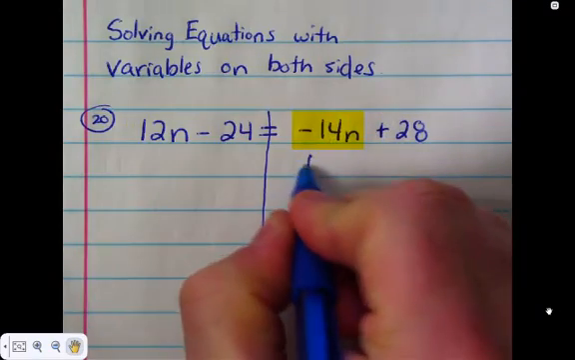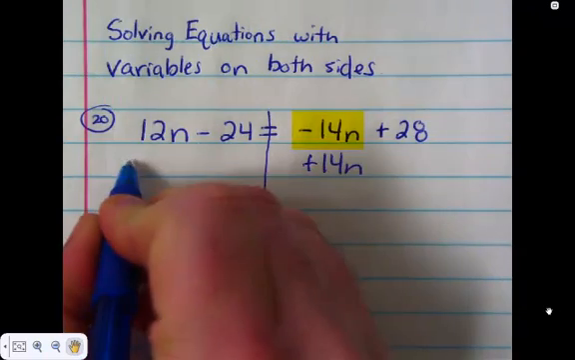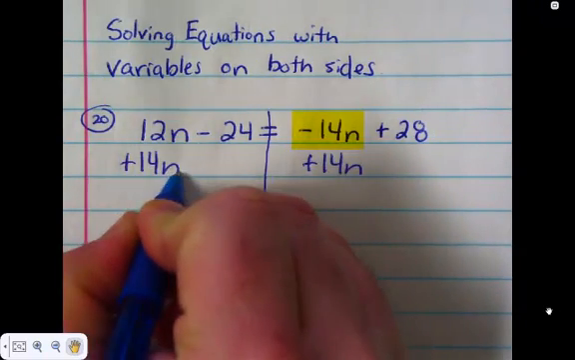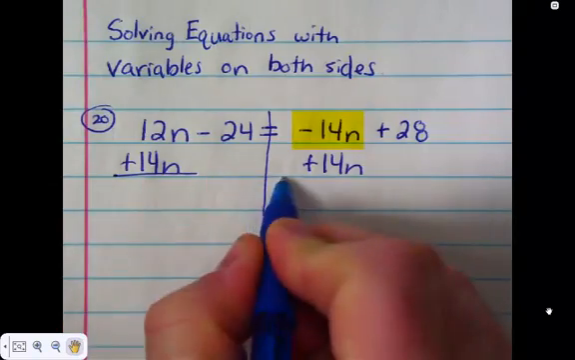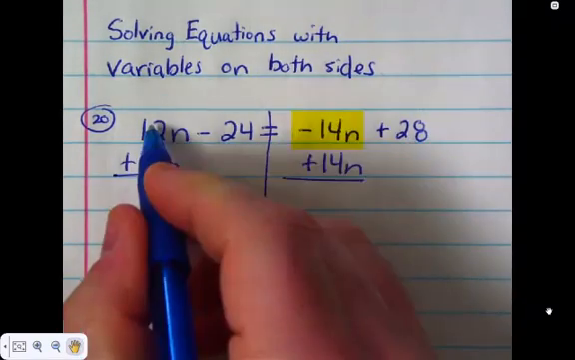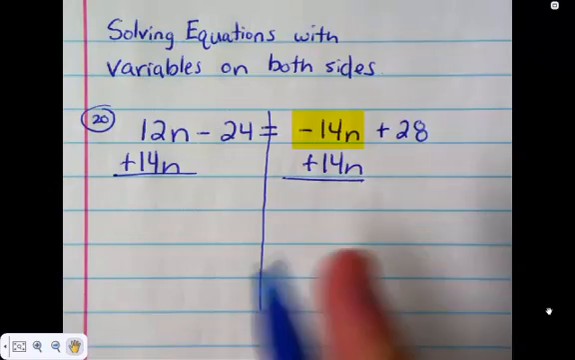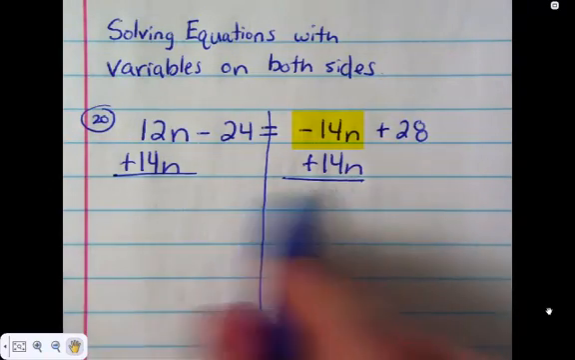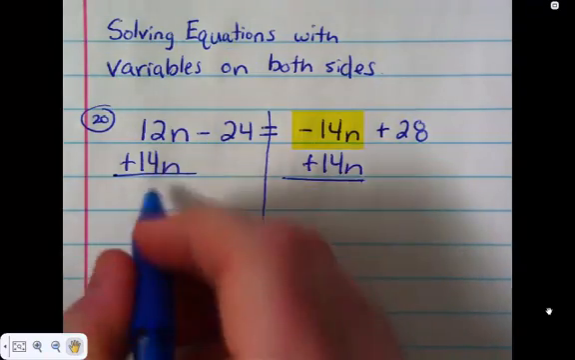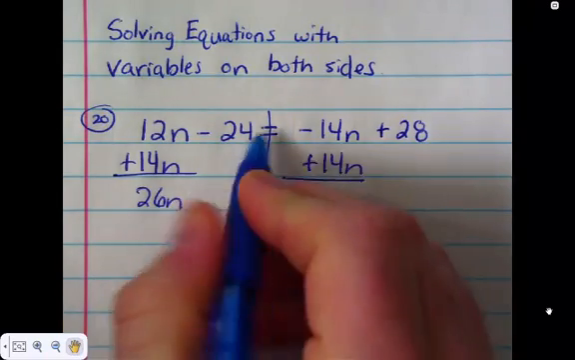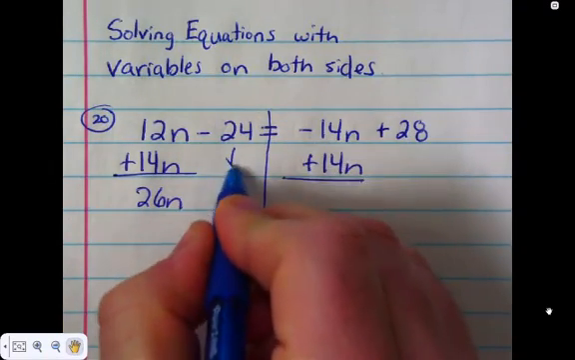So we're going to add 14n to this side, and I'm going to add 14n to this side. What that does is it allows this 14n to move to the left-hand side. We're moving all the variables to one side. So now I can actually solve this. 12n plus 14n is 26n. I've not done anything with this negative 24, so I'm going to bring it down.